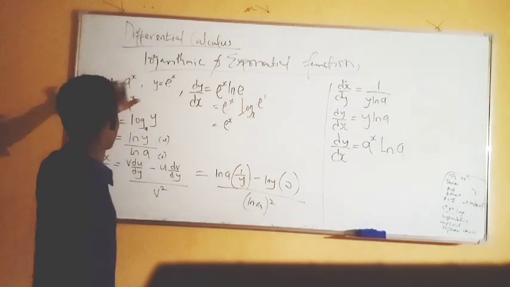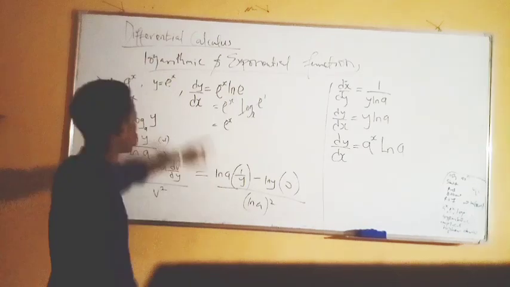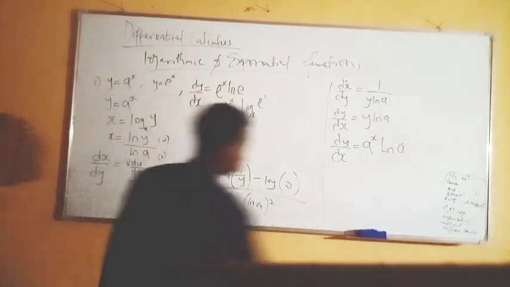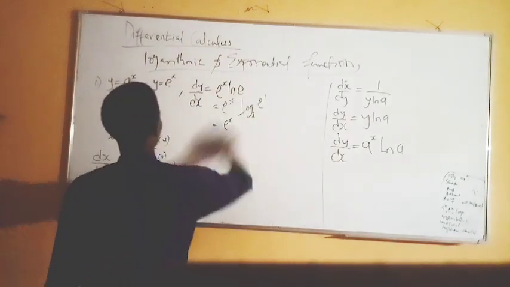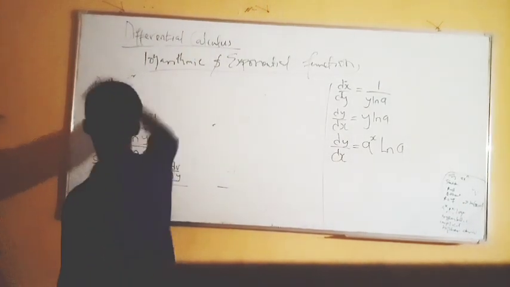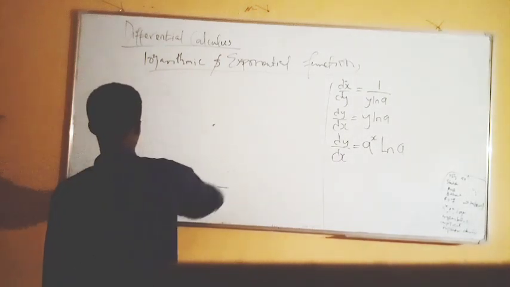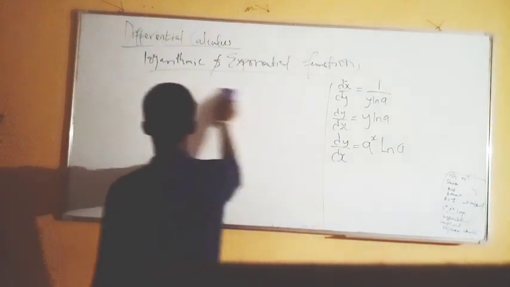So if we differentiate this, we get this. If we differentiate this, we get the same function. Okay, we are done with exponential and logarithmic functions for a start. We can go to implicit functions.